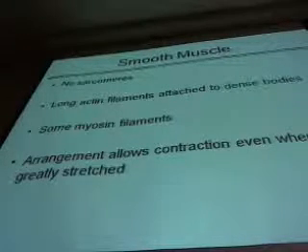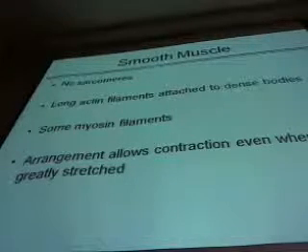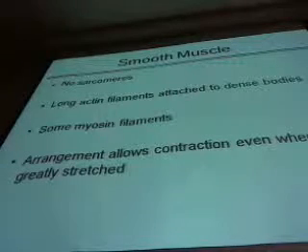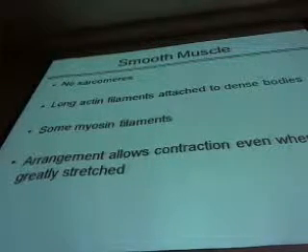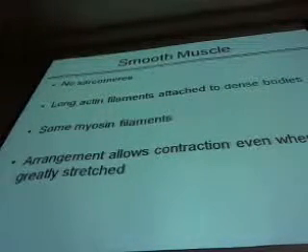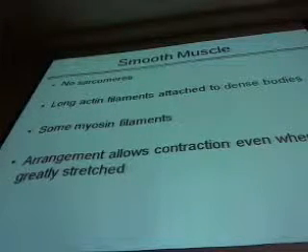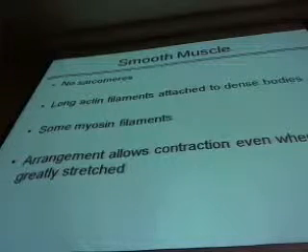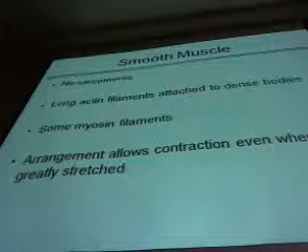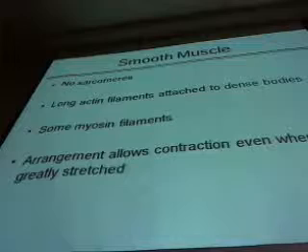are doing. No sarcomeres. They attach to the cell bodies. They have some myosin, some actin. The thing about smooth muscles is with the myosin filaments, you can stretch them and they can still contract. With the skeletal muscles, like we talked about earlier, if you stretch it so that actin and the myosin are not overlapped, there's nothing for the myosin heads to grab and contract the muscle. Smooth muscles don't do that.